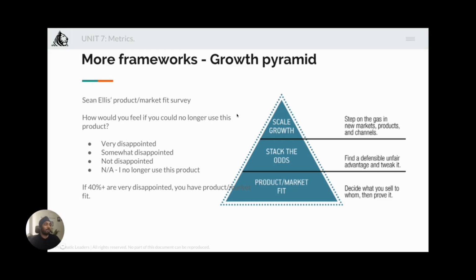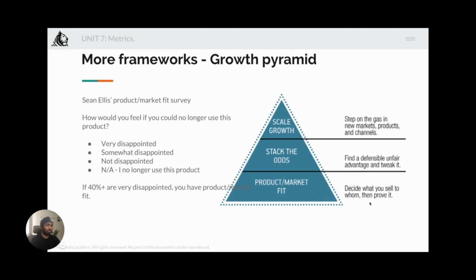In a startup, all your metrics would typically be around figuring out how to grow, right? And as per Sean Ellis, who's a veteran in growing very, very large companies, I'm talking about Airbnb and Facebook and Uber, product market fit is where you start the game, the foundation.